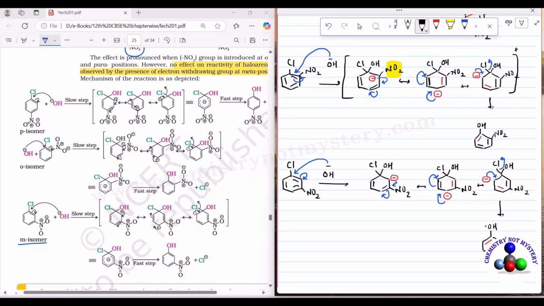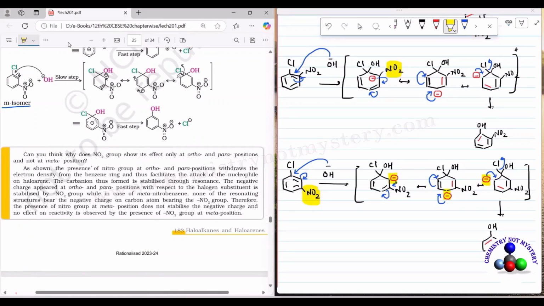But when you see the resonating structures of the transition state, when you observe these resonating structures, the negative charge is developed either at the ortho positions or at the para position. But the nitro group was not there to stabilize that negative charge. So that's why the presence of the nitro group at the meta position doesn't increase the reactivity of haloarenes. Now let's read from the book.